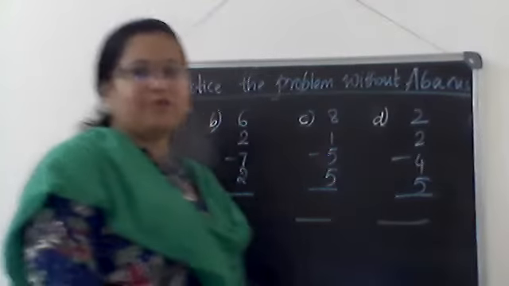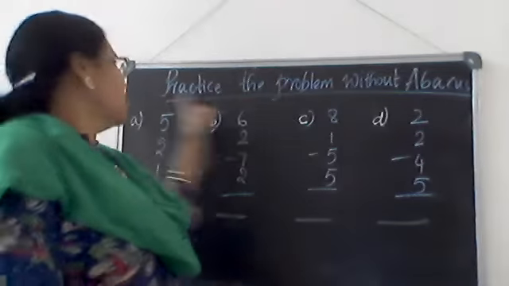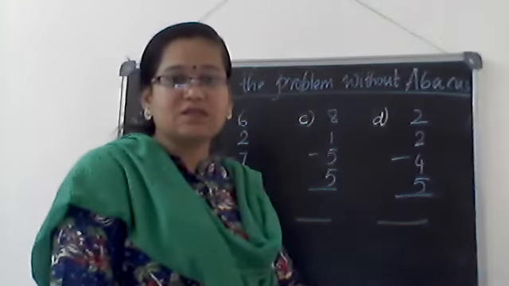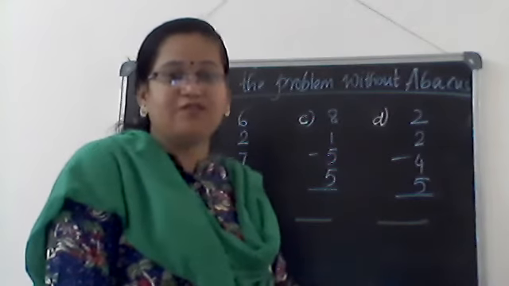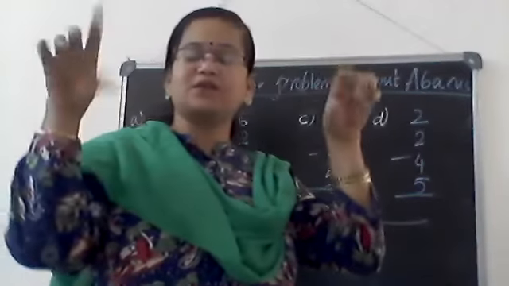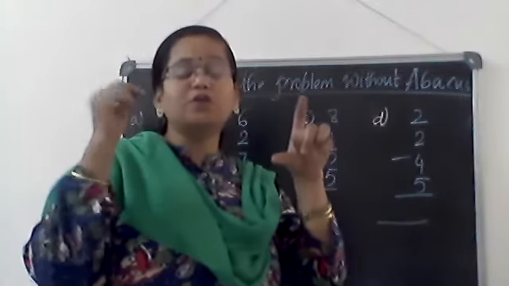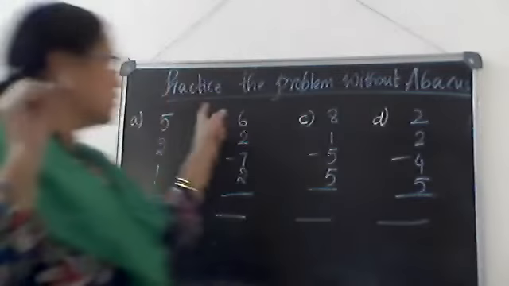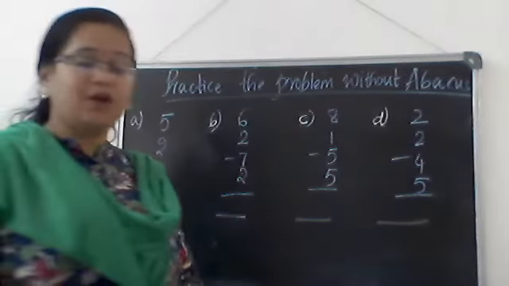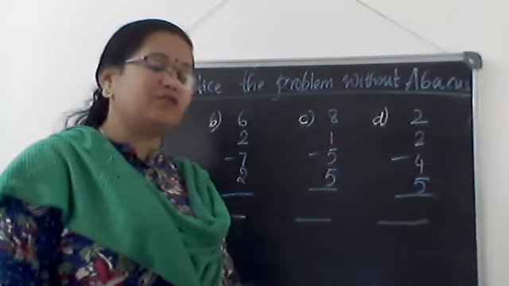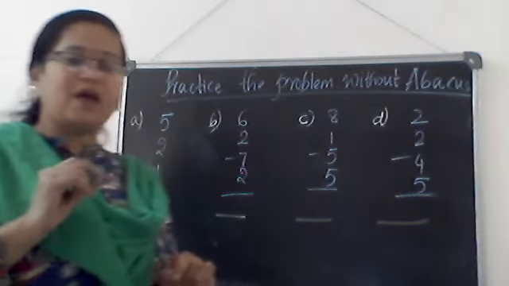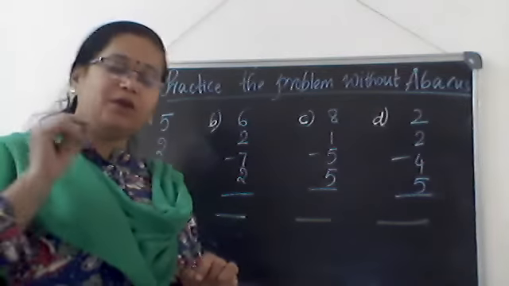Yes, children, now we will practice without abacus. Practice this problem without abacus. How do I do it? This way of doing is called visualization. You have to close your eyes and visualize the abacus tool in your hand and do along with me. See, I have given you A, B, C, D questions. Now, what you will do? You will close your eyes and visualize the abacus tool in front of you, and I'll be speaking and you will be doing it.